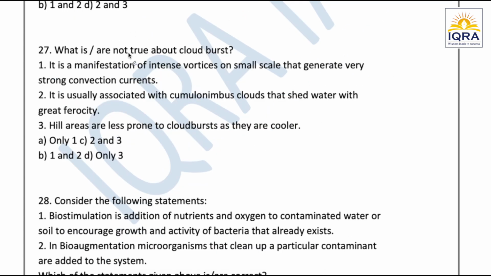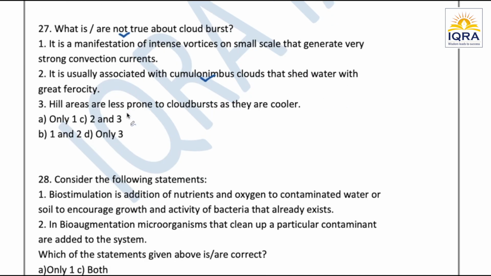What is or are not true? I repeat, not true about the cloudburst. Okay? Statement 1 says that it is a manifestation of intense vortices on a small scale that generate very strong convection currents. Yes, various researchers have also suggested this, that it is a manifestation of intense vortices on a small scale that generate very strong convection currents which lift the moisture-laden air with sufficient rapidity to form the cumulonimbus clouds that shed water with great strength.